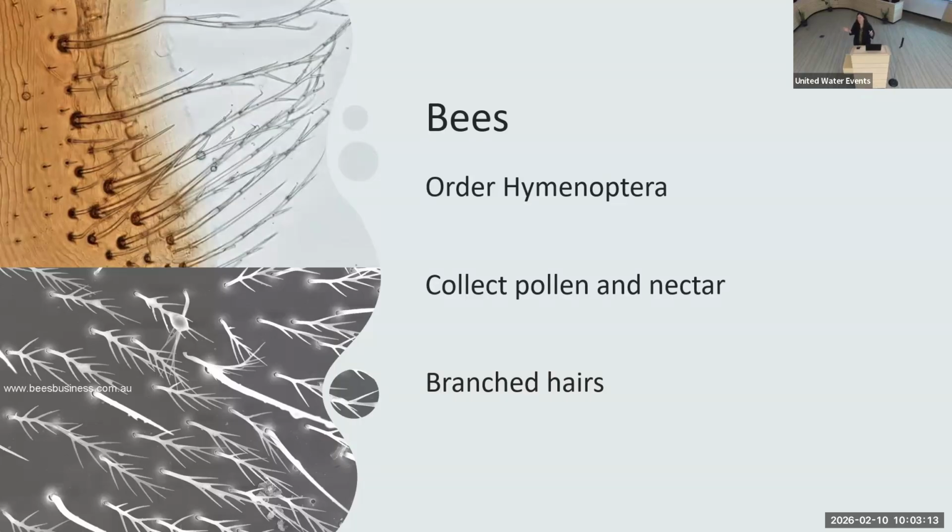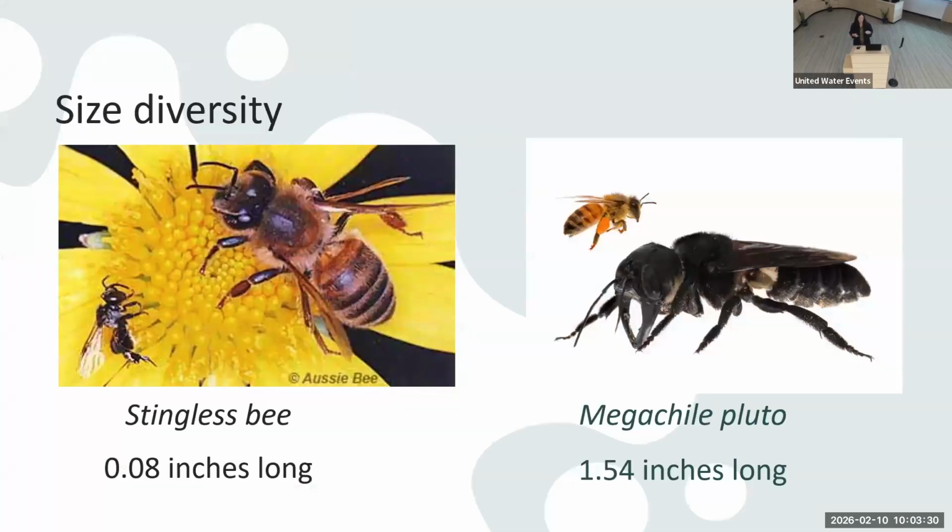And what makes a bee is that it has these specialized branching hairs on their body. So wasps and flies will have hairs, but they're not branched like this. And this gives them like electrostatic power. Pollen gets stuck to the hairs, and when they move between flowers, they move pollen around. They use pollen, they feed it to their young for protein, and they use nectar for carbohydrates.